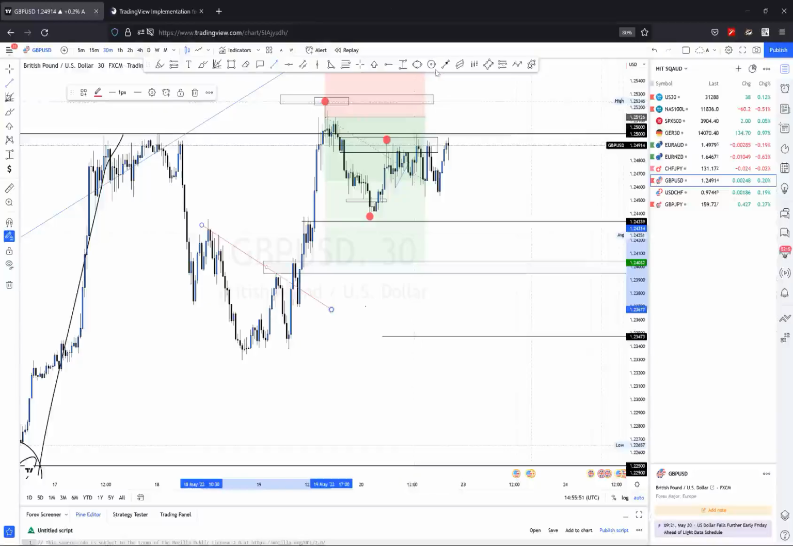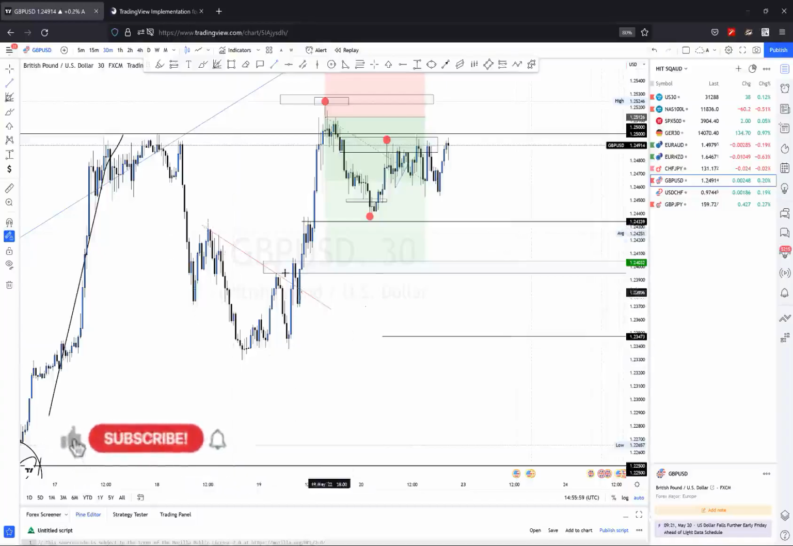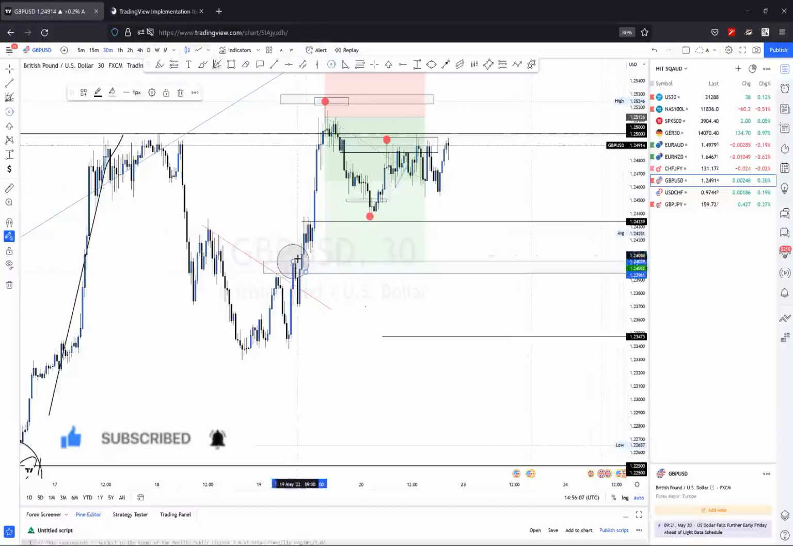GBP USD, the break and retest, this was the entry for that trade, where a reversal pattern, price broke, retested. Entry from here to the top. So this was a good trade. 93 pips on GU.